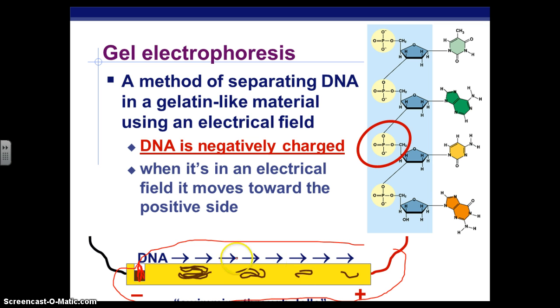Because there are holes in the gel, the longer sequences, like this one, don't go as far. So longer base pair sequences don't travel as far, they get caught in the holes in the gel. And the shorter base pair sequences get to travel faster, and they go all the way down the gel.